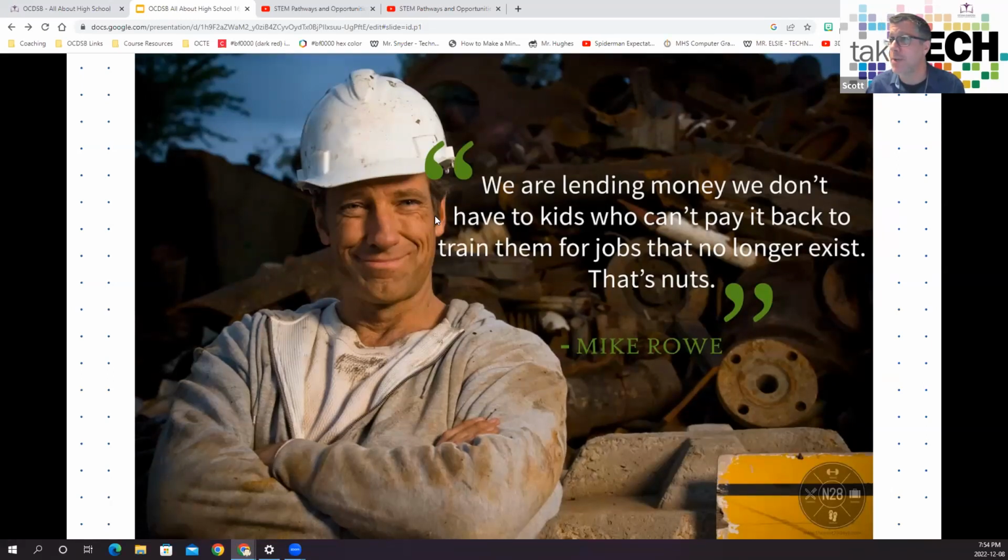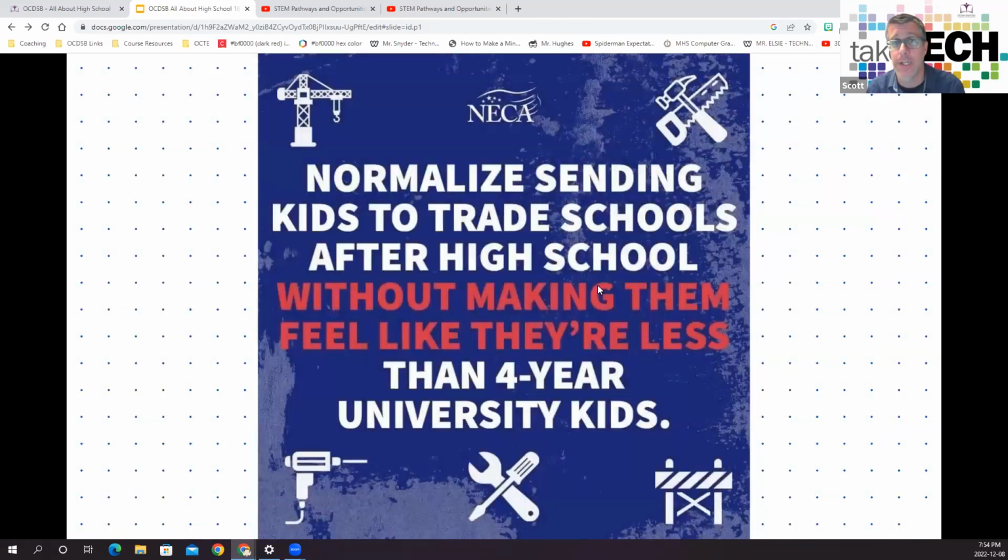And we're lending money we don't have to kids who can't pay it back to train them for jobs that no longer exist. That's nuts. And I'm certainly not trying to downplay any post-secondary opportunity that students follow. It really just leads into this next slide, which I really like. I really hope that we get rid of that stigma, that stereotype, and that we normalize sending kids to trade schools after high school without making them feel that they're less than four-year university kids.